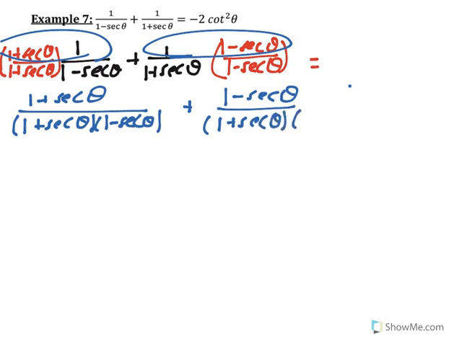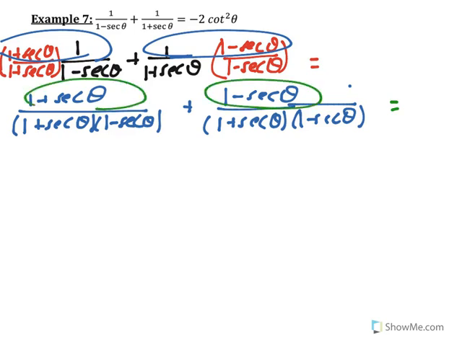Now, a common error that I'm seeing is many of you are then going and canceling the common denominator that you just created. Don't cancel it. You created it for a reason. Okay? Now you're going to just add the tops and put them over one denominator. So 1 plus 1 is 2. Okay? Secant minus secant goes away. So I get 2 over 1 plus secant on the bottom, 1 minus secant.